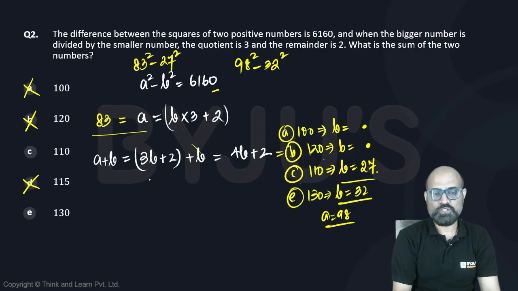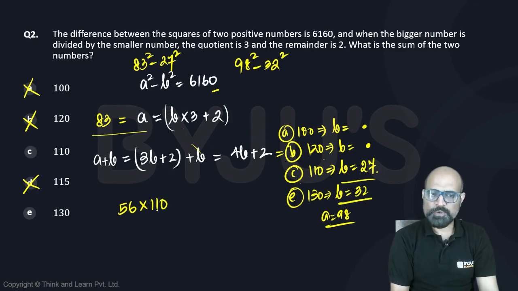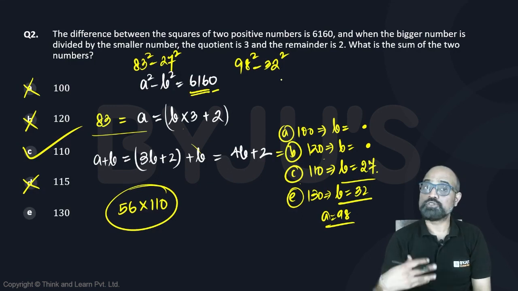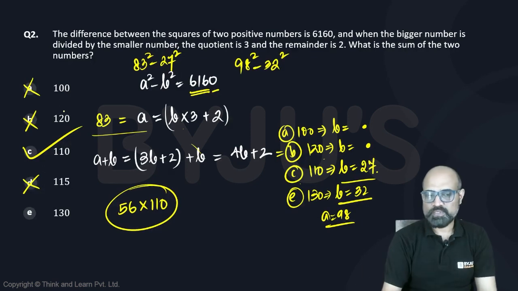So 83 square minus 27 square will be 83 minus 27, which is going to be 56, into 83 plus 27, this is going to be 110. So 56 into 110 is going to be 56 into 11, which is 616, right? While 98 minus 32 is going to be 66. 66 into 130 is going to be much more than that. So C option makes sense.